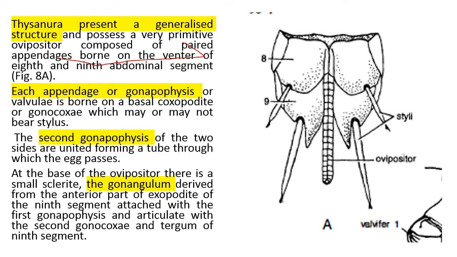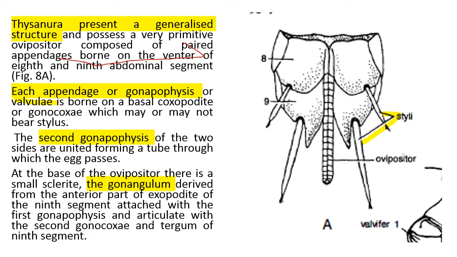In this, each appendage is also known as a gonapophysis. This is a terminology you can call appendage, gonapophysis or valvulae. Valvulae is also a term for the same. They are present on the basal coxopodite. Again, it is a new term, coxopodite or gonocoxa. They are the same words, which may or may not bear a stylus. As you can see here, a stylus is present. It is not compulsory; the stylus may be present or it may be absent.